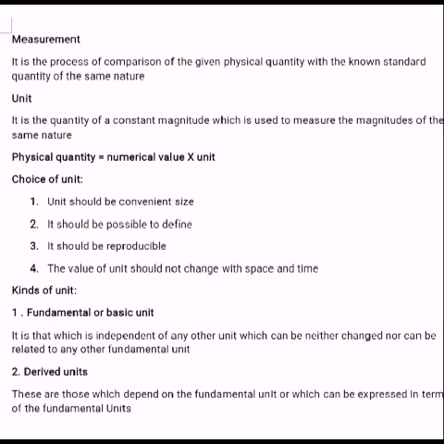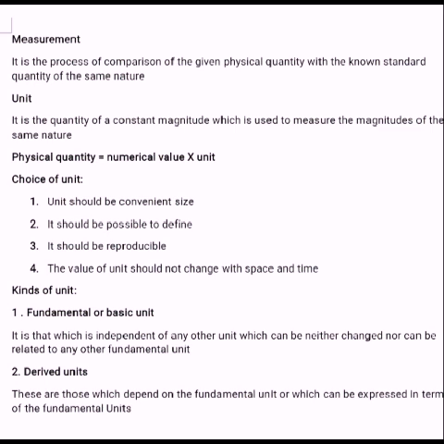What is a physical quantity? A physical quantity is the quantity which can be measured. That process we call measurement. The standard quantity used to measure and express the given physical quantity is called a unit. That means a unit is a quantity of constant magnitude which is used to measure the magnitude of the same nature. So, to measure a physical quantity, we need two things.